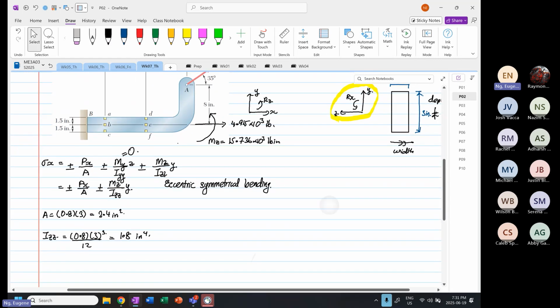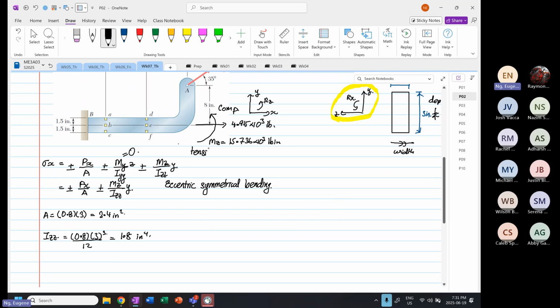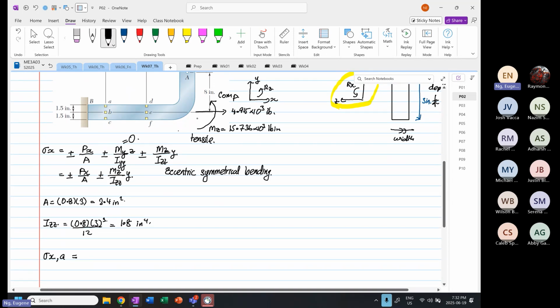Now, before we go further, we know that based on Mz, this is compression, and down here is our tensile. So let's look at A first. The stress X for element A will be equal to Px over A. This arrow is pulling away from A, B, and C, so it's tensile.